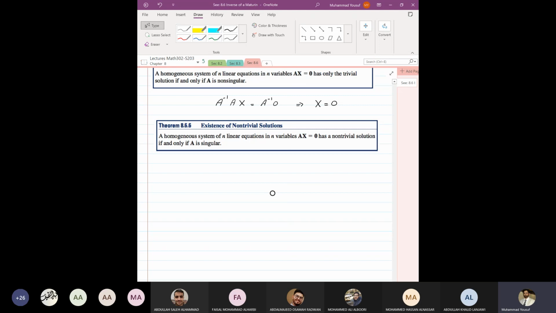With this, we are done with these definitions and basic results. In the exercise, the first two questions are to verify that these two matrices are inverses of each other. Simple, you can do that. Next question, use theorem 8.6.3 to determine whether a given matrix is singular or non-singular. If non-singular, then use theorem 8.6.2 to find the inverse. This is questions 3 up to 14, using theorems 8.6.2 and 8.6.3.